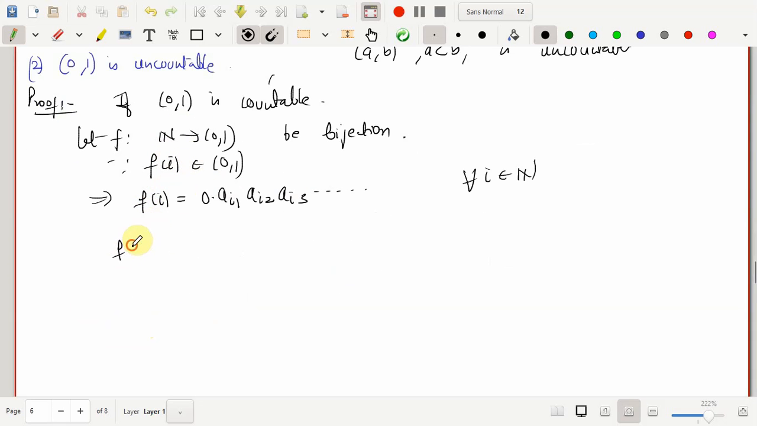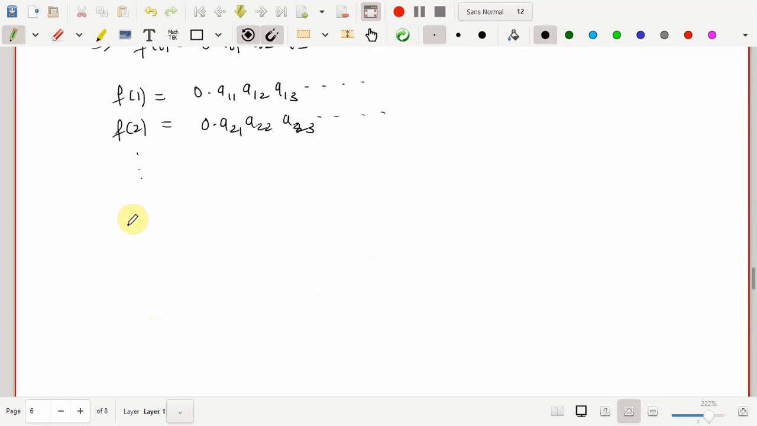So the first number will be f of 1, which will be 0 point a11, a12, a13, and this goes on. f of 2 will be 0 point a21, a22, a23, and this goes on, till say f of n will be 0 point an1, an2, and this goes on till say an(n+1), and this goes on, right? And this keeps on moving.